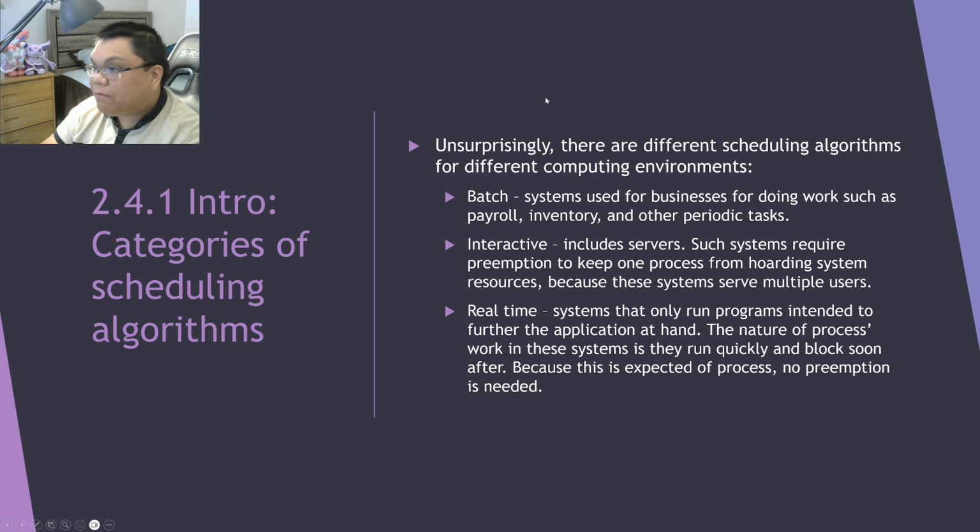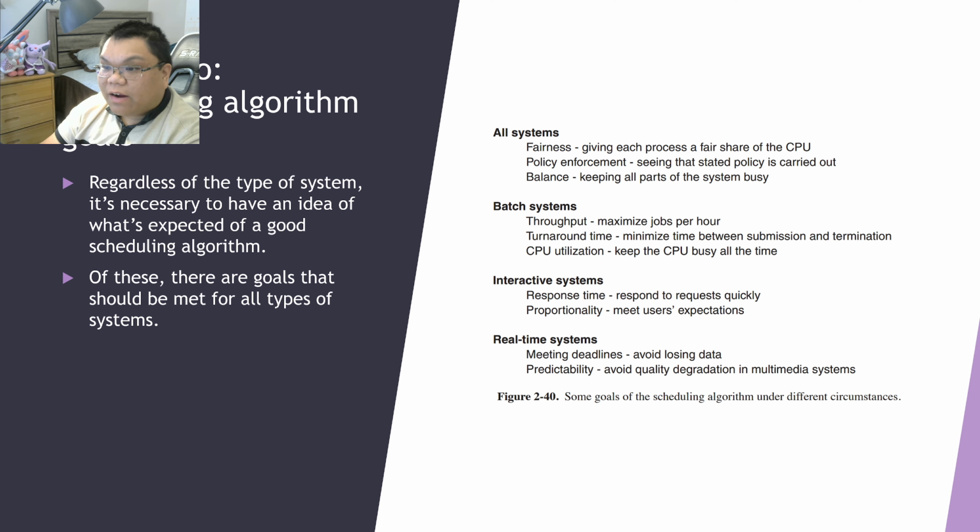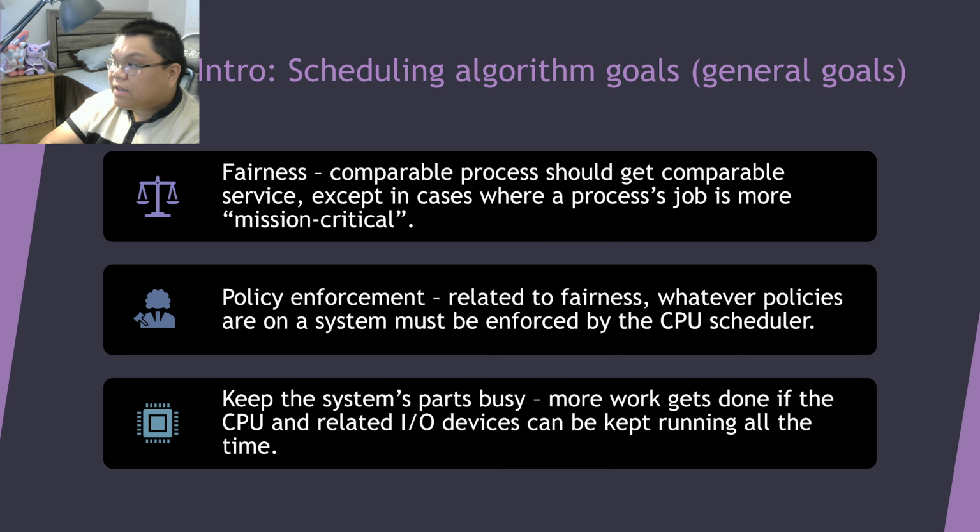Unsurprisingly, there are different scheduling algorithms for different computing environments. So, batch systems, interactive systems, which includes servers, and real-time systems. Regardless of the type of system, it's necessary to have an idea of what's expected of a good algorithm. There are goals that should be met for all types of systems. So, the general goals are fairness. Comparable processes should get comparable service, except in cases where we have a high priority process that must be executed as fast as possible.